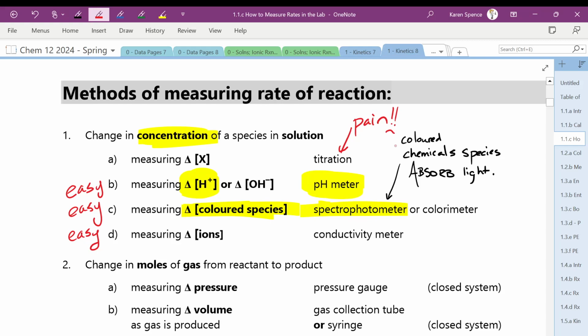I mention it because you should know that that technique exists, but chances are you won't ever have to answer a question about it on a test. Okay, we'll have different titration questions later in the year, but not about measuring rates. Okay?